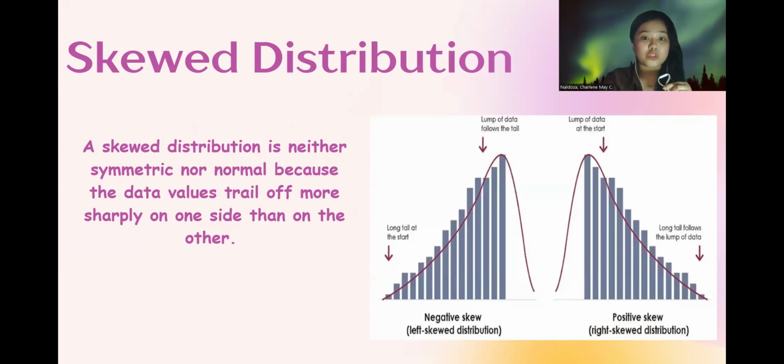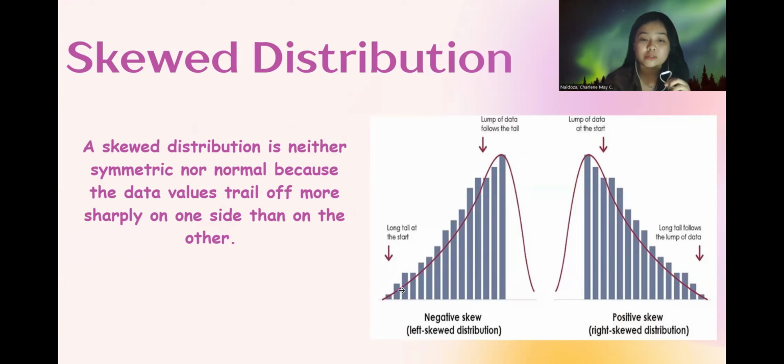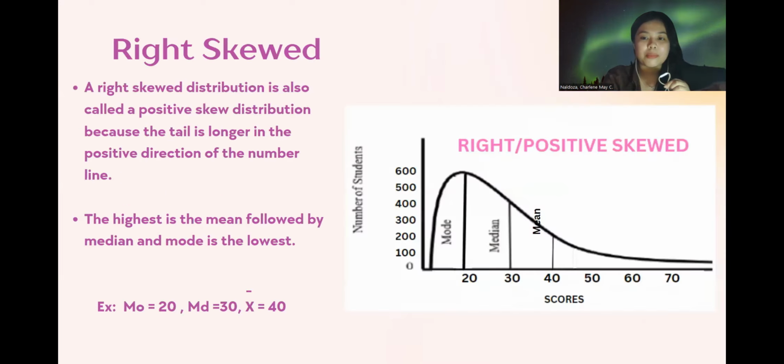Okay, skewed distribution. A skewed distribution is neither symmetric nor normal because the data values trail off more sharply on one side than on the other side. As you can see in the picture, there is one side that is more sharply trailing than the other side. And there are two types of skewed distribution: the negative skewed or left skewed, and the right skewed or positive skewed.